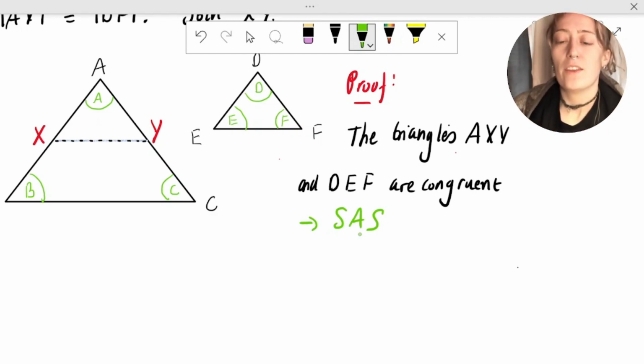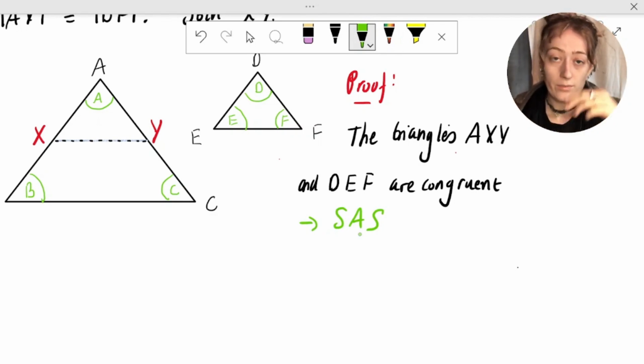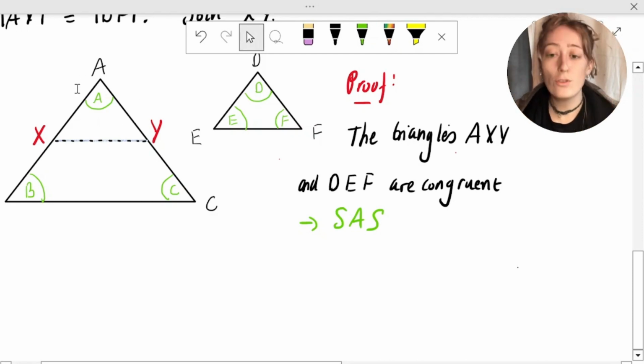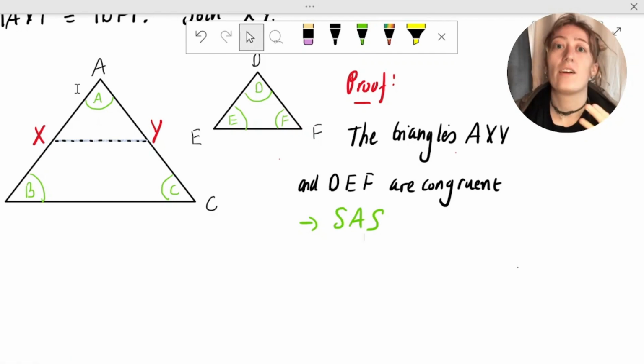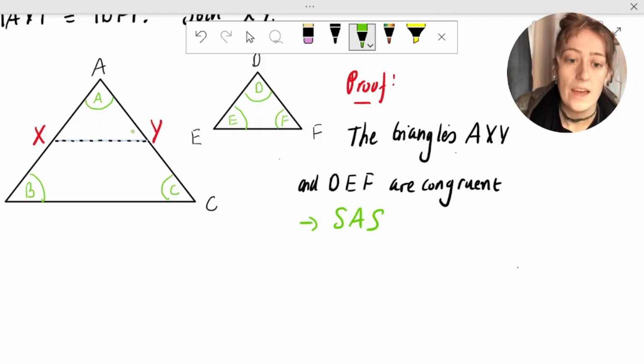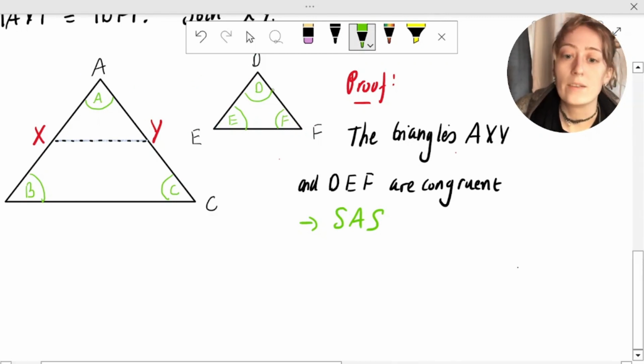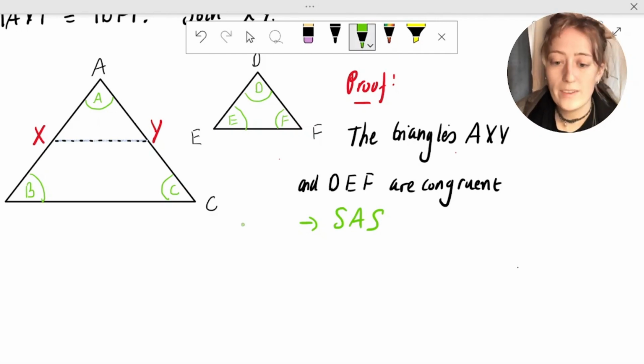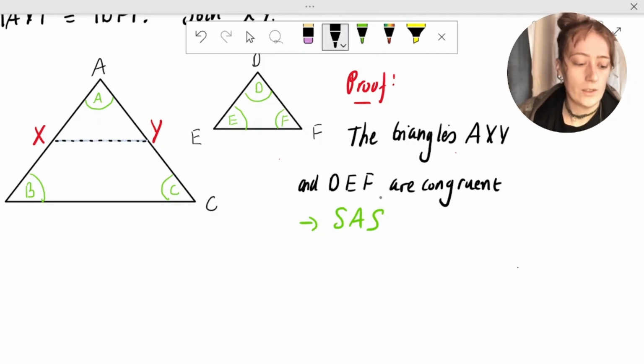Okay, what does that mean? There are three ways that triangles can be congruent, that triangles can be identical. SAS is one of them. It means side, angle, side. It means that one side is the same, another side is the same, and the angle in between those sides is also the same. And if two triangles have those properties, then they're identical to each other, or they're congruent. Okay, AX is equal to DE, AY is equal to DF, angle A is equal to angle D, therefore these triangles are congruent, they are identical. So saying SAS is enough reasoning for why this is true.